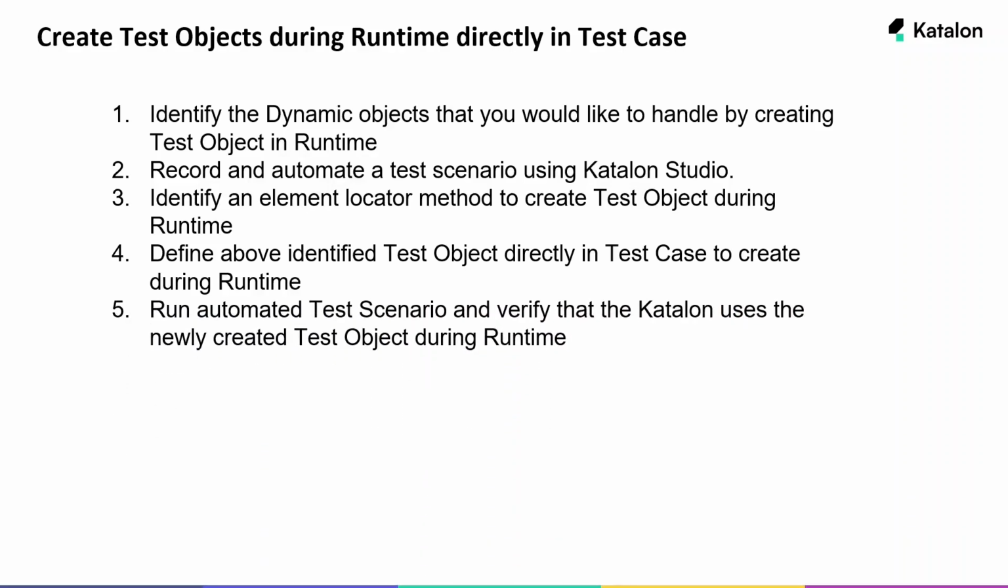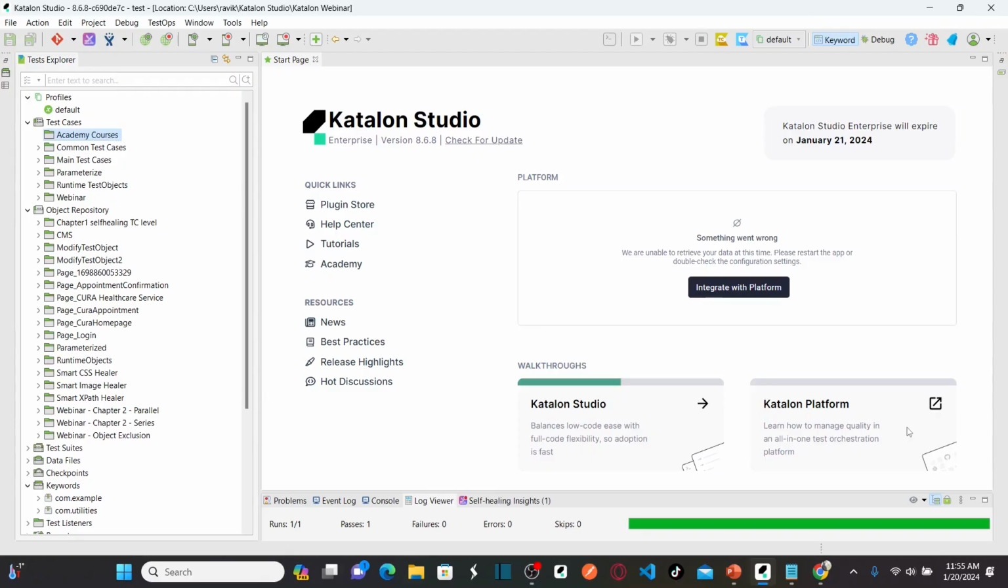And then we are going to run the automated test scenario and verify that Katalon uses the newly created test object during runtime. So now let us see a real-time example by using Katalon Studio. How can we create test object during runtime directly in test case? So this is my Katalon Studio.